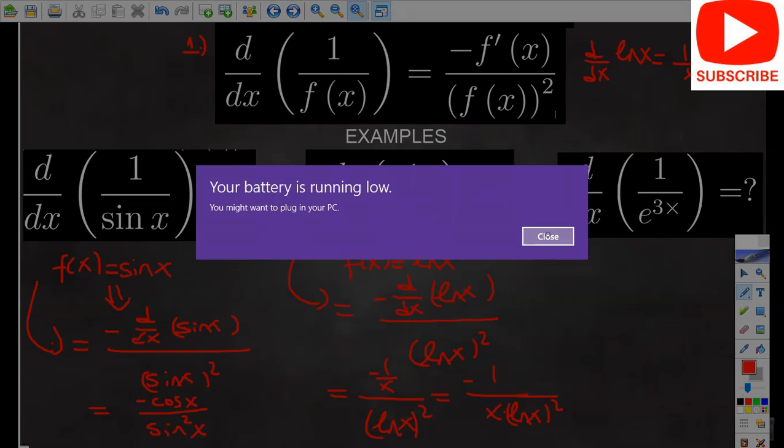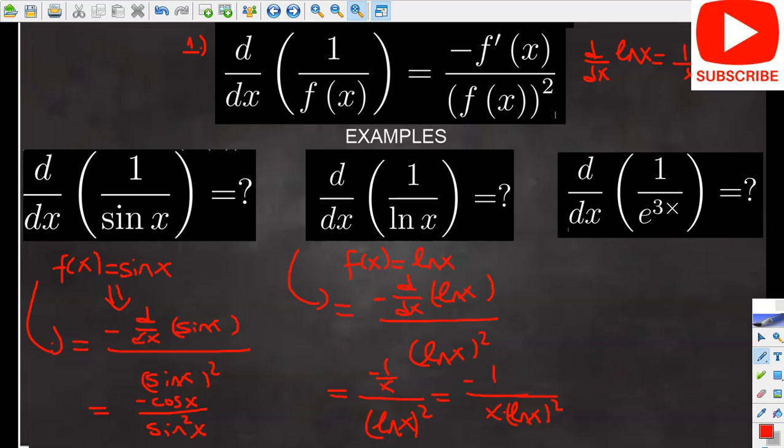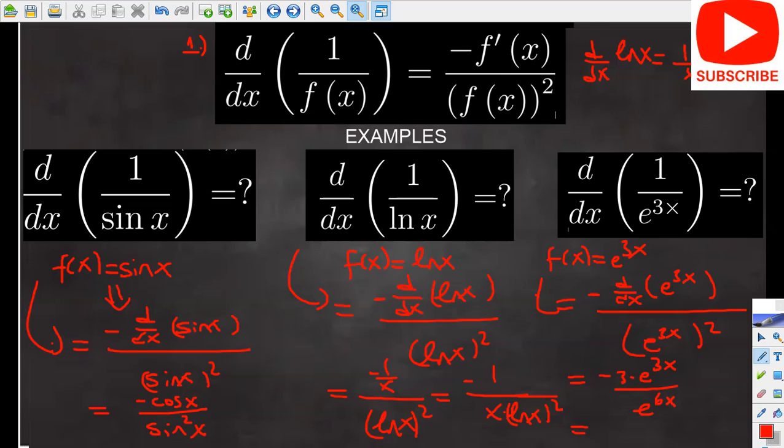Okay, let's move on to the third example. In the third example, my f of x function is e to the power of 3x. Then if I apply the method, that's going to be equal to negative d over dx e to the power of 3x divided by e to the power of 3x to the power of 2. So we know that the derivative of e to the power of 3x is 3 times e to the power of 3x, and the negative comes from the formula, so negative 3 times e to the power of 3x over e to the power of 6x. If you want to go one step further to simplify that, it's going to be equal to negative 3 times e to the power of negative 3x. That's the final answer for the third example.